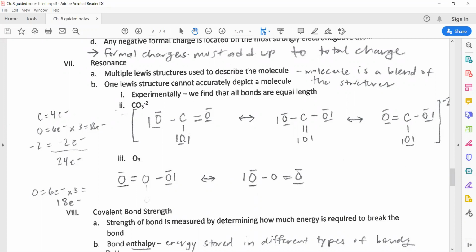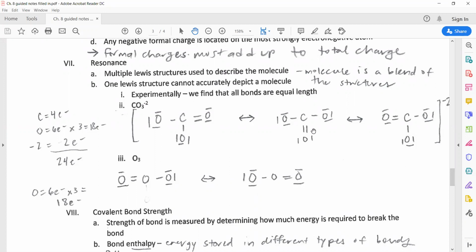Any of the 3 oxygens could share the electrons, and you would get 2 singles and a double, 2 singles and a double, 2 singles and a double, all with C and O. So not one of these is any better. The formal charges would line up to be the exact same. They would add up to -2 in every case, and they're all good structures.